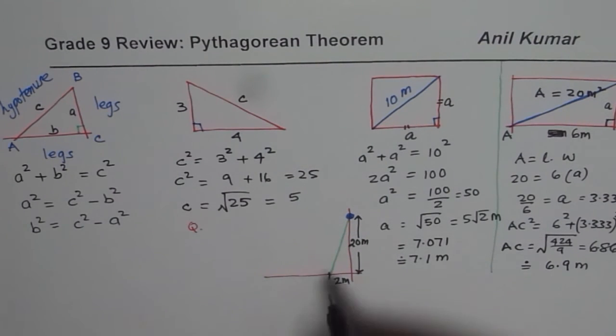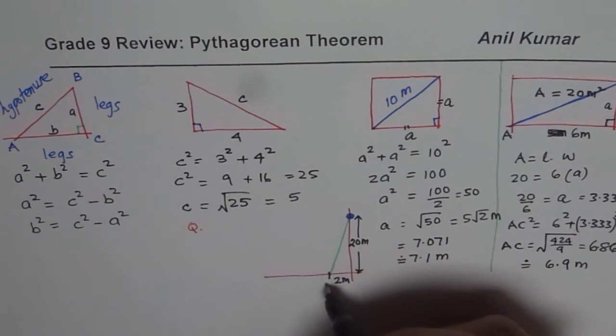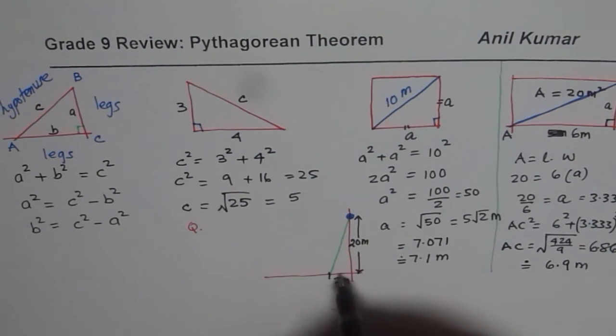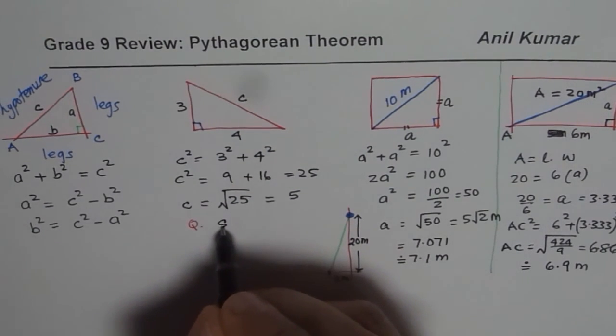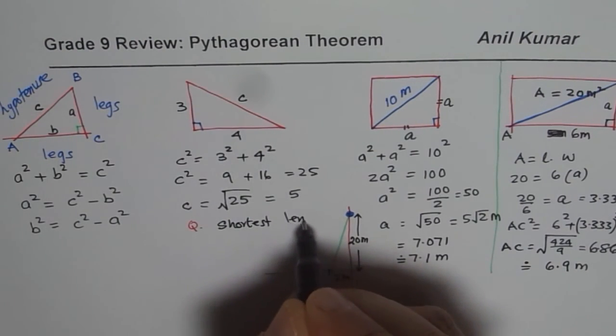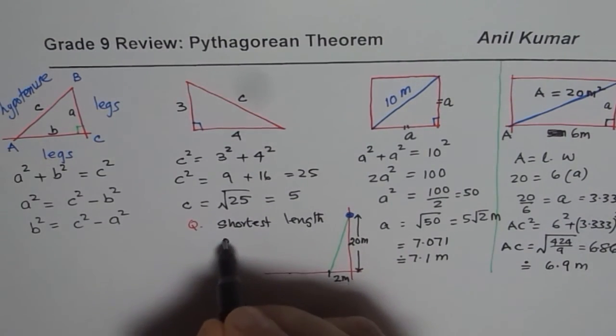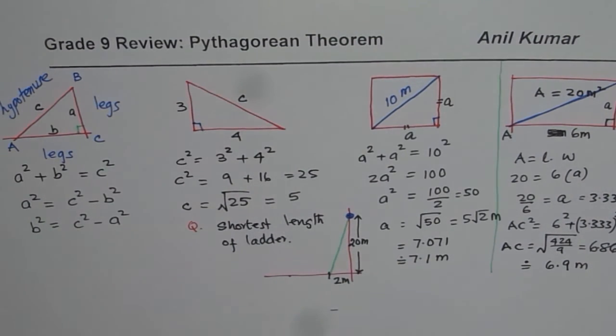So if I know that you can keep it only 2 meters away, then what is the length of the ladder which could help us? If I have more distance, I need a longer ladder. Do you see that? So the question is, find the shortest length of ladder, right? In this case, the diagram is given to you, and imagine this is a right angle for us.